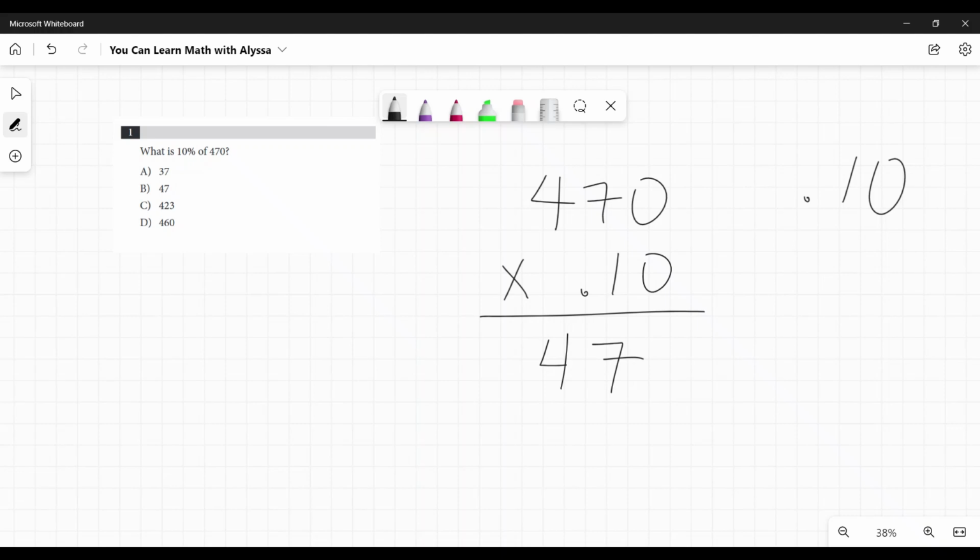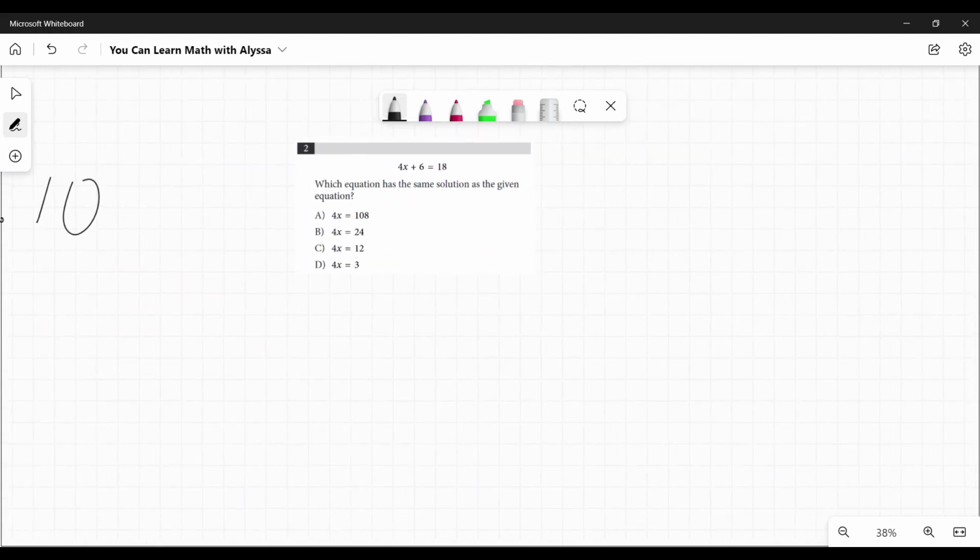Because this is 10%, the other shortcut you can use anytime you're saying what is 10% of something is to take the decimal that's invisible in this case and move it in one spot. This works with any number. Just move that decimal in one spot and you'll have your answer. So here it is, B, 47.